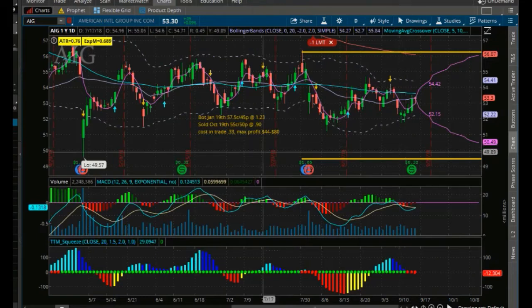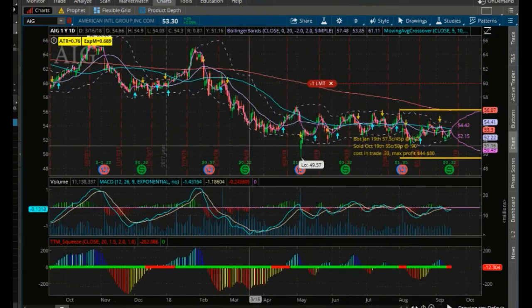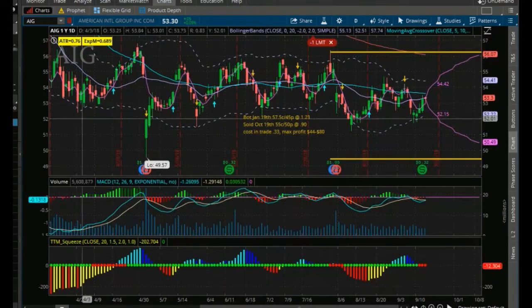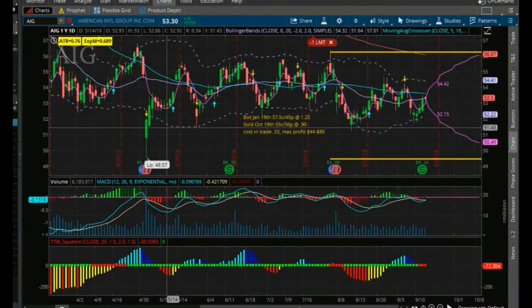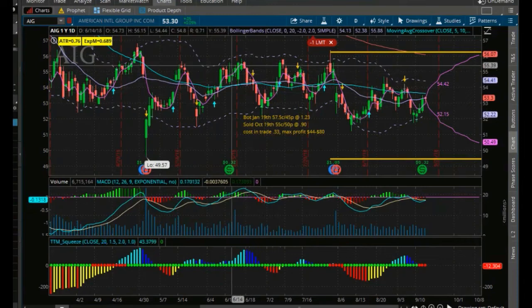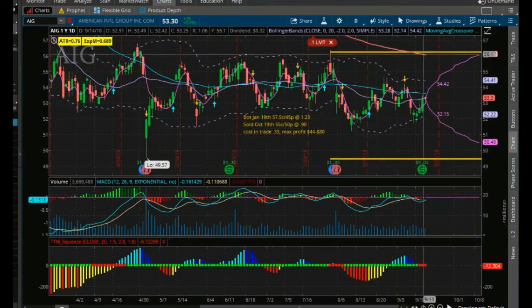Let's see, this is my AIG. Look at this thing, man. This has been in kind of a range for like 6 months or something, just bouncing up and down between there. That's boring stuff, really. I wouldn't even normally trade that. I'm going, okay, I need a direction. But with this, look, profits here to here.